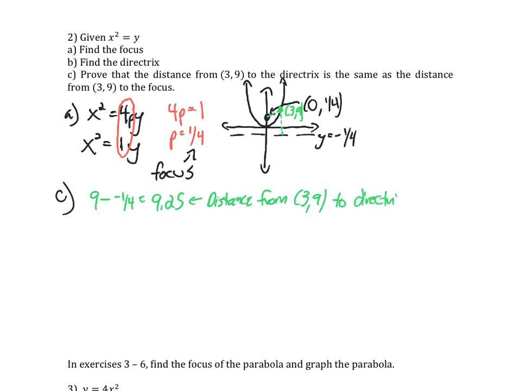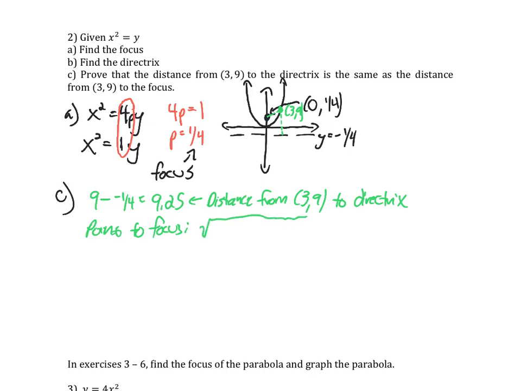Since the x values aren't changing, since it's a vertical line, I don't need to use the distance formula. I mean, you could use it, but you'll find that the x's cancel out to 0, and you're only worried about the y's. But to find the distance from the point to the focus, we need to use the distance formula.